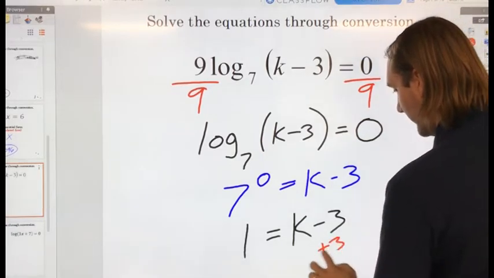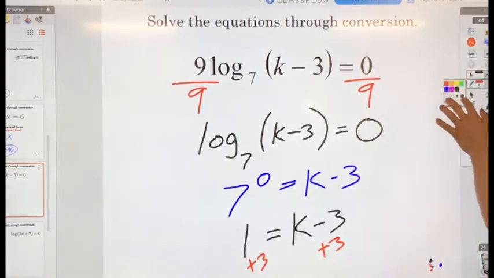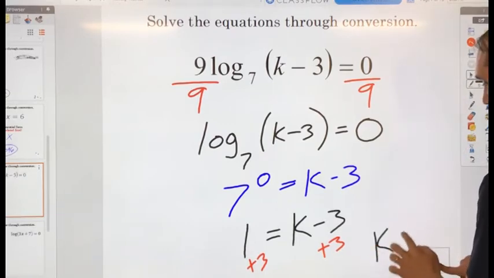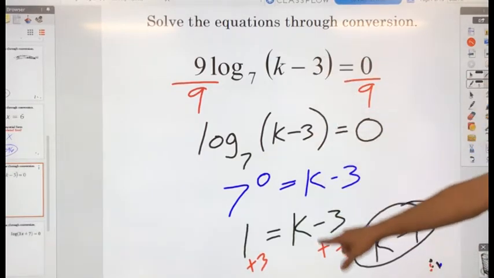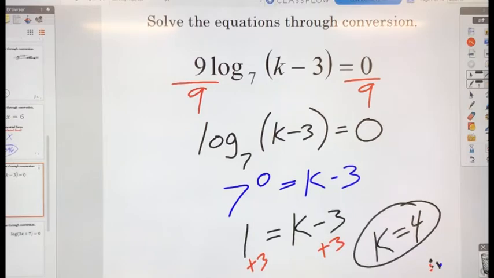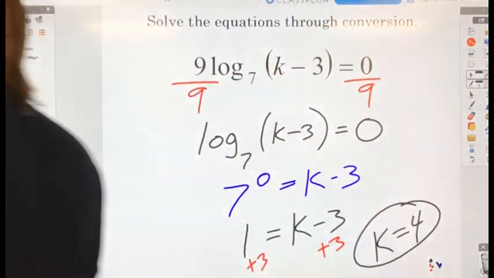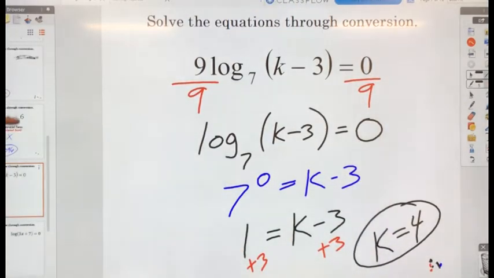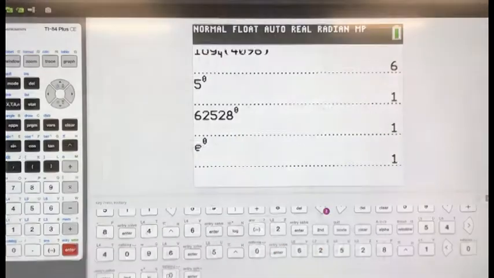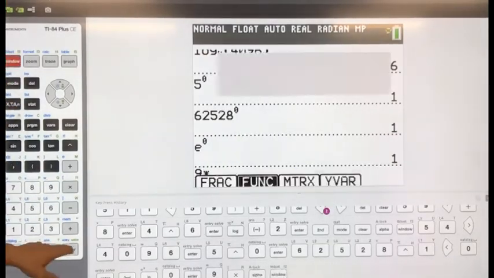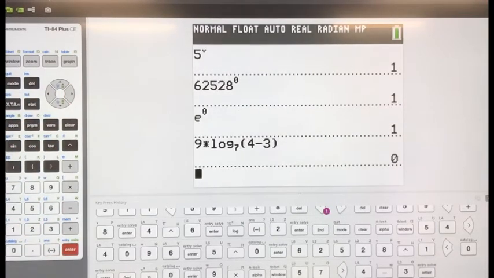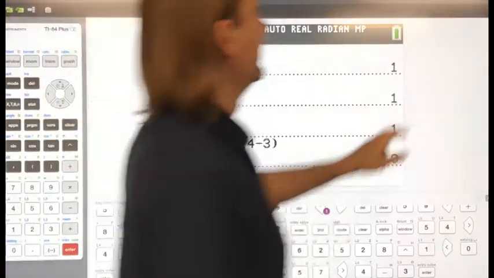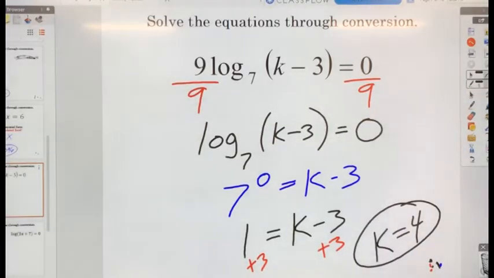Now, let's add 3 to both sides. And I get k equals 4. So like I said, these numbers work out a lot nicer when we're going from log to an exponent, but not the other way around. Let's test our work, because like I said, we should start doing that now. 9 times log base 7 of 4 minus 3 should equal 0. So 9 times log base 7 of 4 minus 3 is 0. All right. So k does in fact equal 4. I don't have to throw that number away.